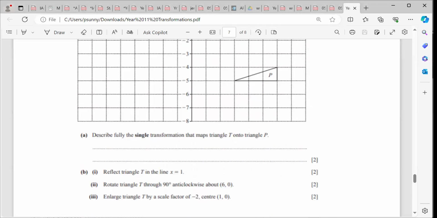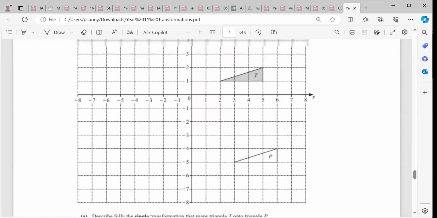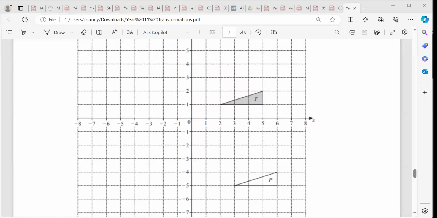Reflect triangle T in the line x is equal to 1. So line x is equal to 1 means parallel to the y-axis and passing through 1. This is my mirror line. And to get this A, B, C, to get A, I need to move 1 towards right. So A dash will be 1 towards left. To get B, I need to move from the mirror line 1, 2, 3, 4.